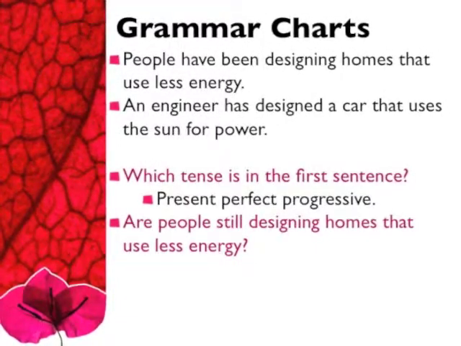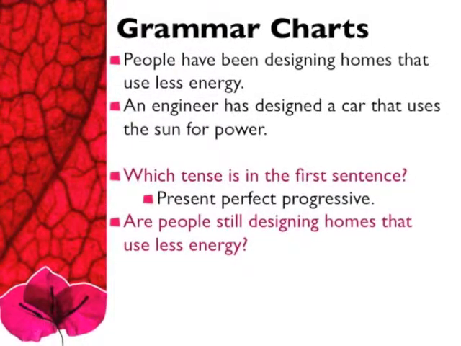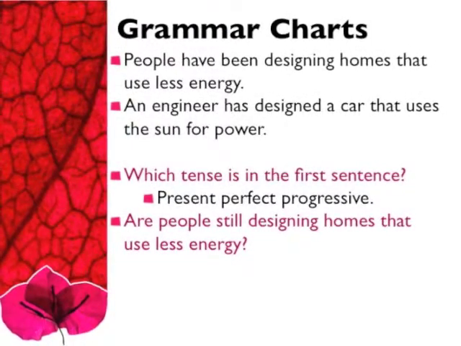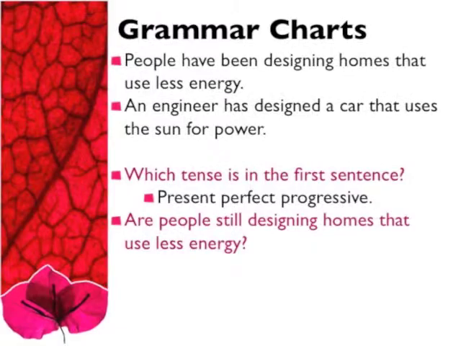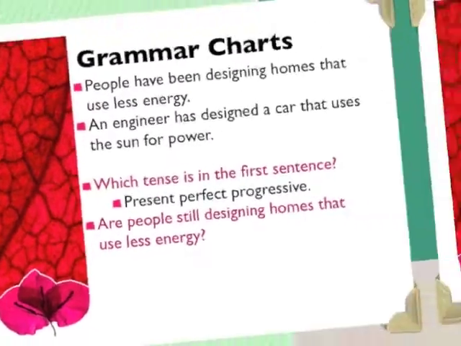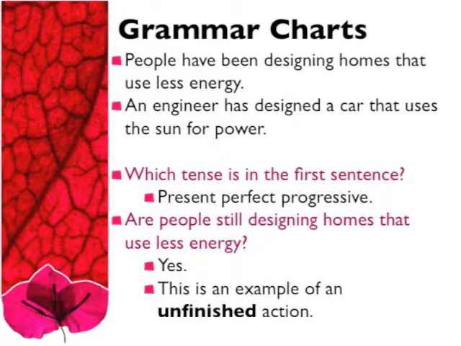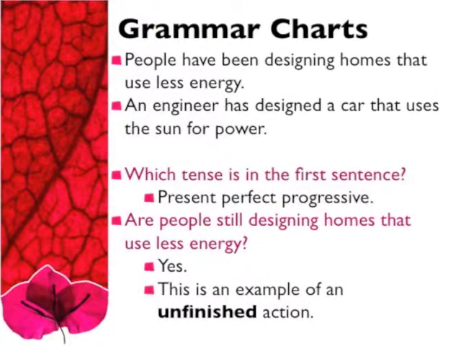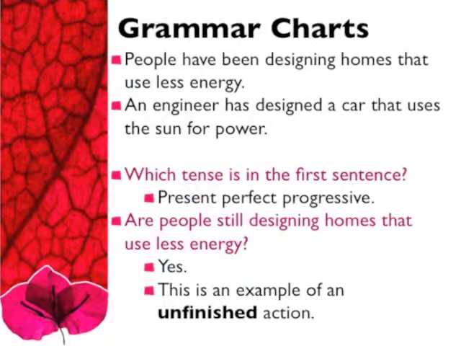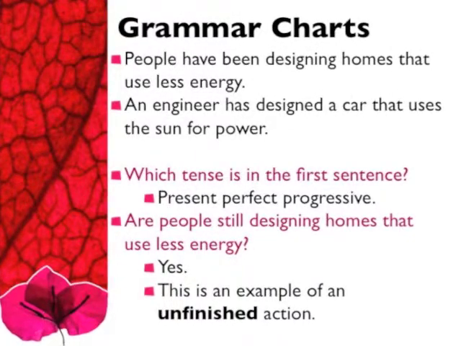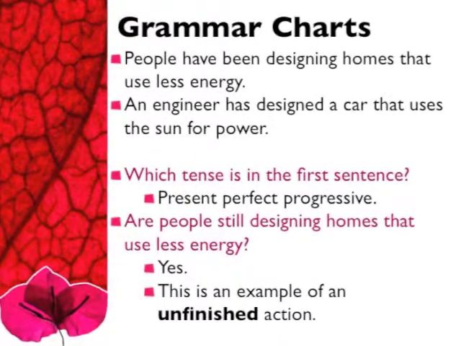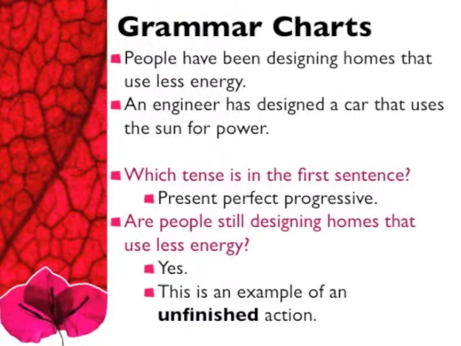If you keep looking at that sentence, we can answer the next question. Are people still designing homes that use less energy? Yes, they are. So this is an example of an unfinished action. Remember that if there's an unfinished action, we use the present perfect progressive.